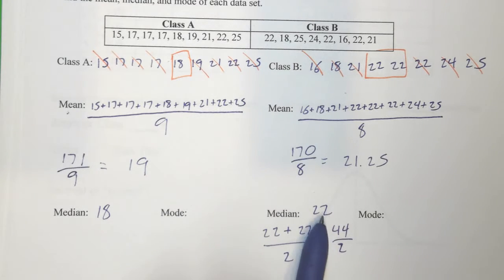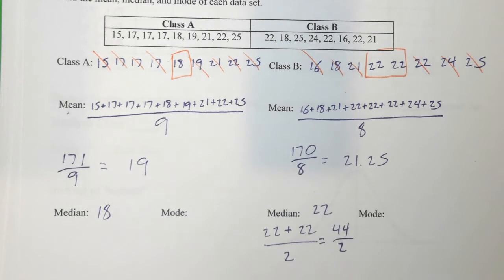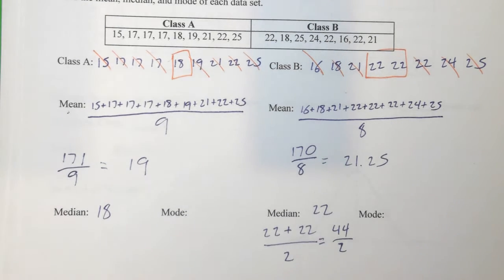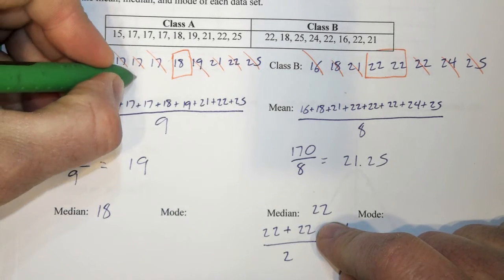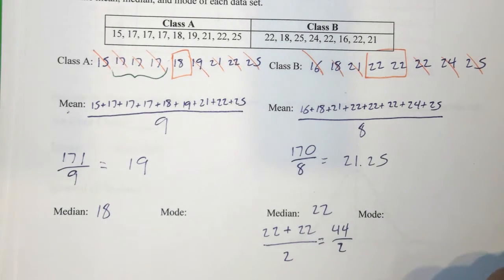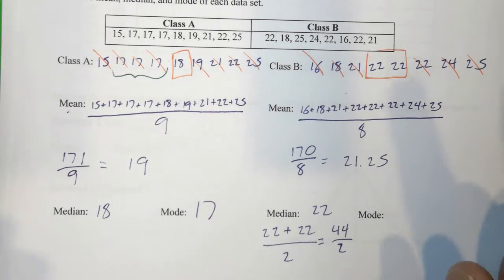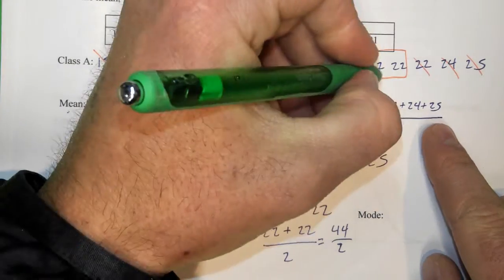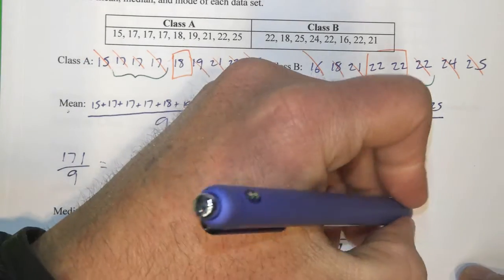Once again, Class B has the higher measure of central tendency, so it looks like Class B has done a better job on the quiz. Let's talk about mode. Mode is the most popular. When we go back to our original list for Class A, you can see that 17 shows up more than any other number because it shows up 3 times, which means that it is the mode. For Class B, 22 looks like it shows up more often than any other number, which means that it is the mode for Class B.